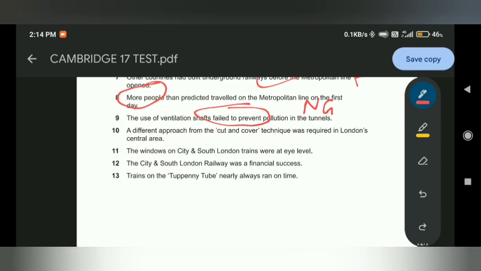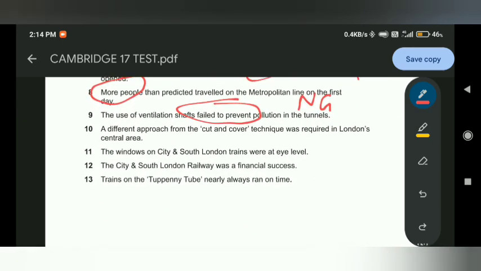And the same is mentioned in the question as well. The use of ventilation shafts failed to prevent pollution in tunnel. So the information and the main idea of the question is the same in the question and the paragraph. So let's take a look at the 10th question.